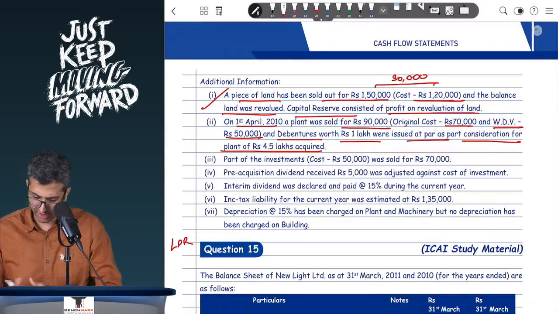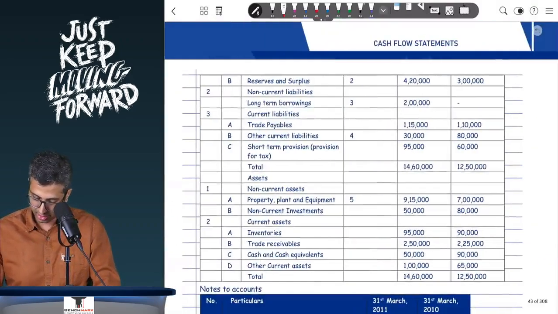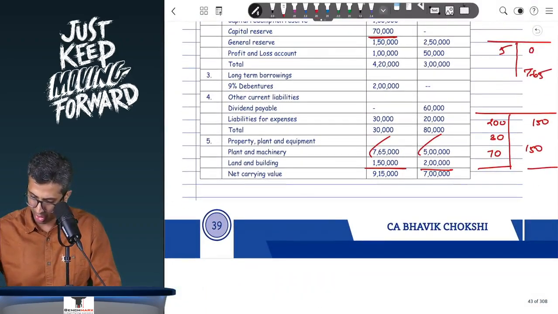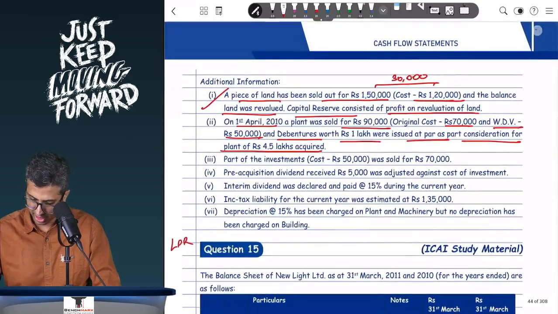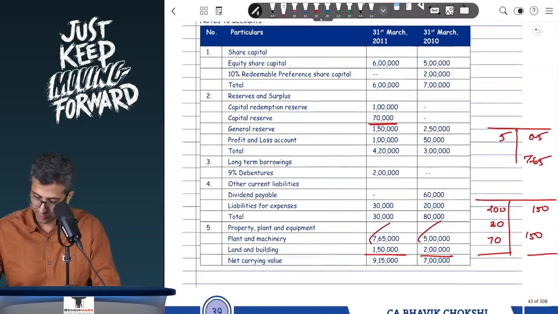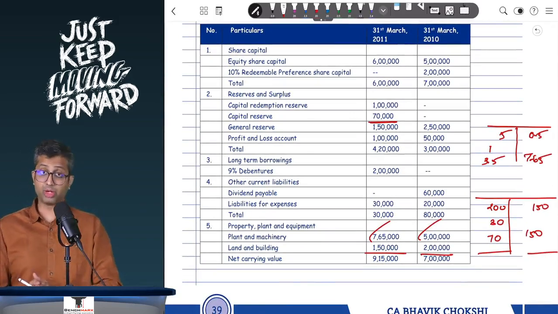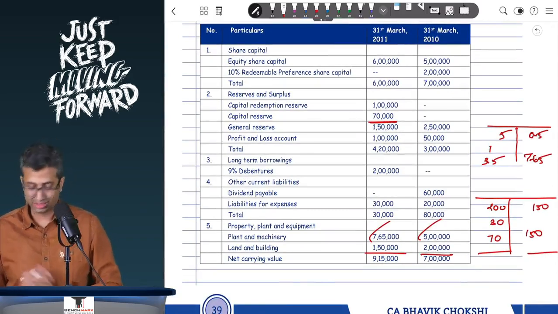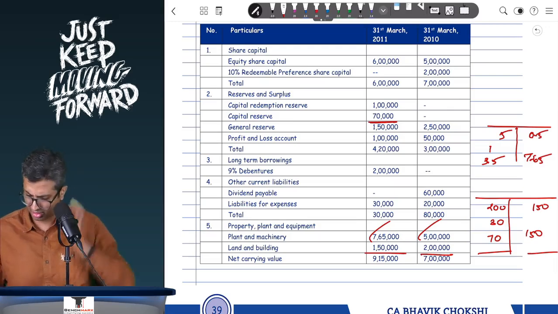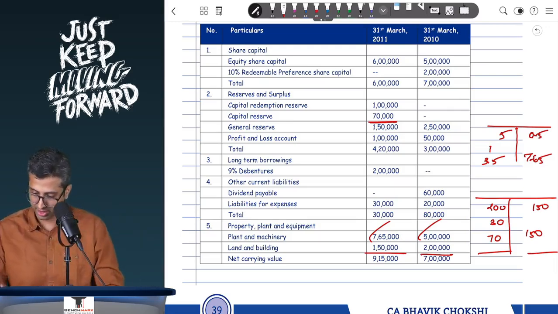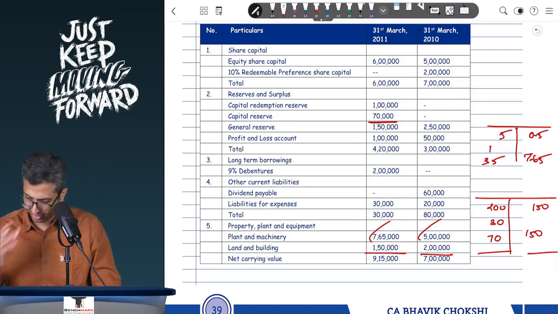Okay, we'll probably find that. But over here, this is a plant of 90 sold. 50 was the WDV. So maybe 0.5 will come over here. Other than that, another plant worth 4.5 was acquired. Now in this 4.5 lakh plant, 1 lakh was using debentures, the remaining 3.5 was using cash. So that 3.5 we are going to review over here in our cash flow statement. That will go in cash flow from investing. And I guess that should be it.